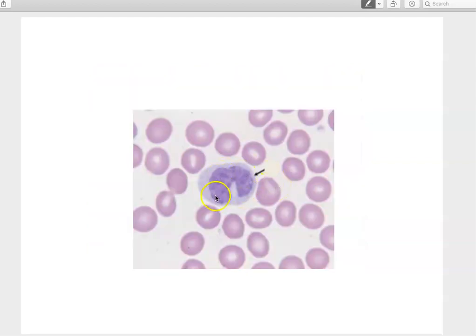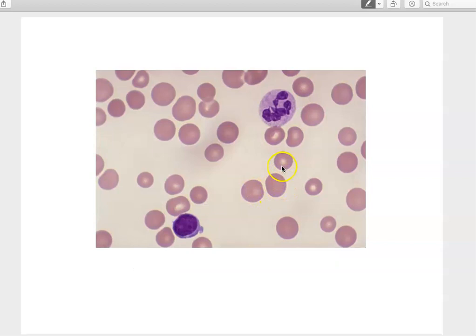Oh, look at this big guy. Who is this big guy? Big C-shaped nucleus. Look at him relative to these red blood cells. He is a huge guy. Who is he? He is a monocyte.